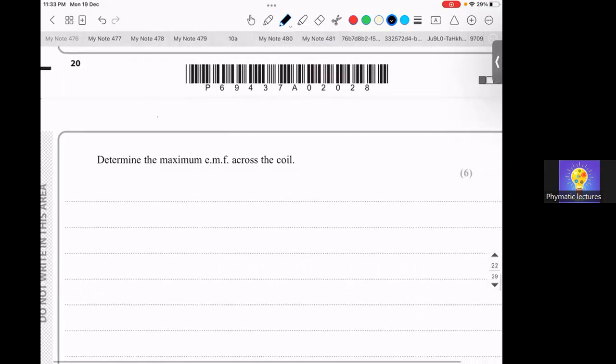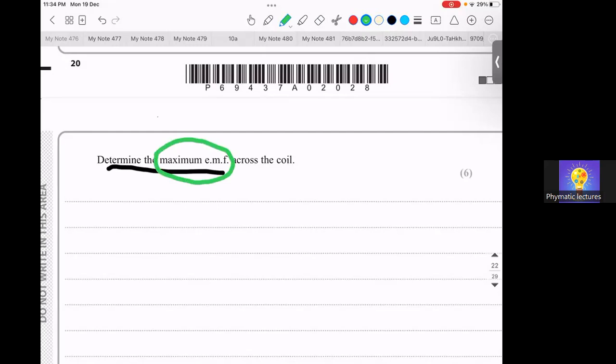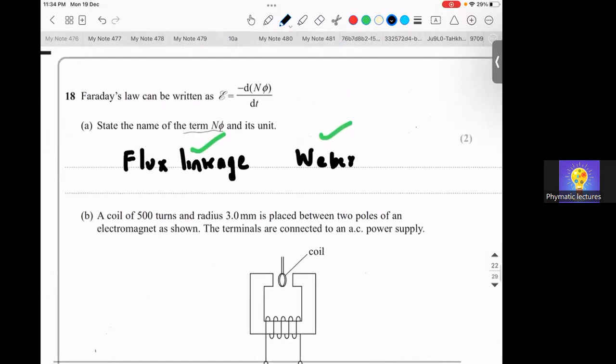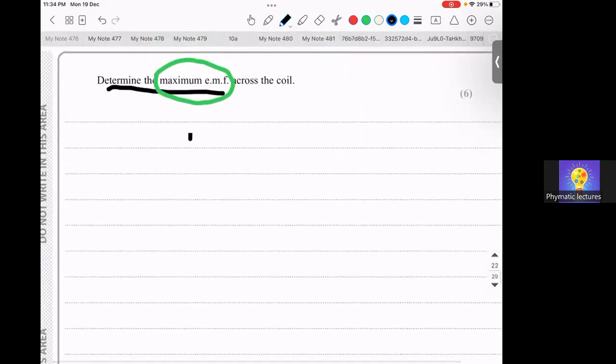Because it's a 6 mark question, right? Determine the maximum EMF across the coil. The key word is the maximum EMF. For the time being, according to Lenz's law, the induced EMF is equal to the negative of the rate of change of flux linkage. That is minus d by dt of N phi.